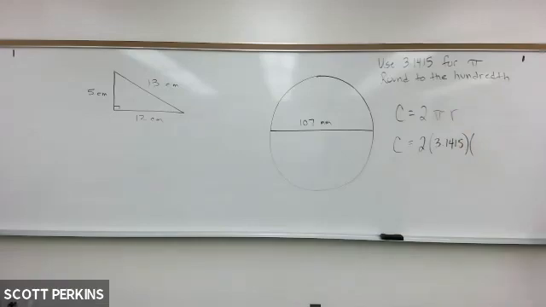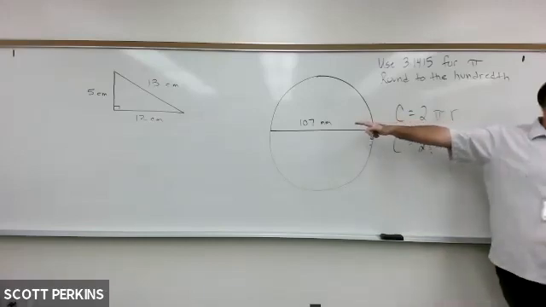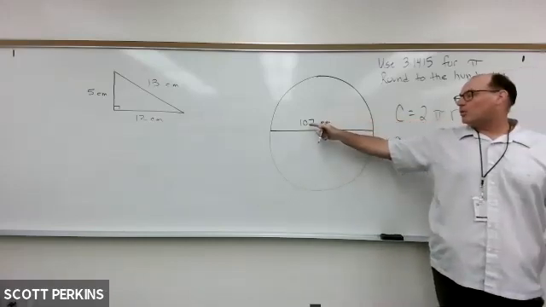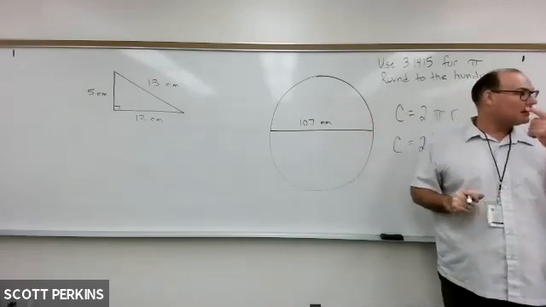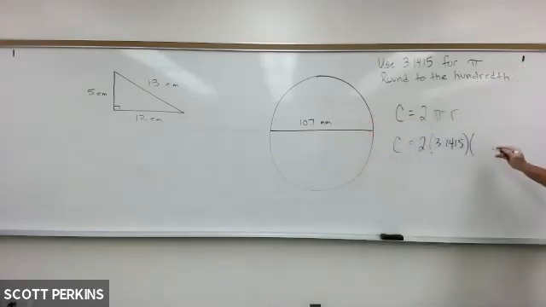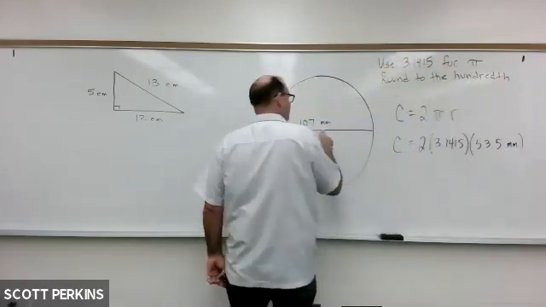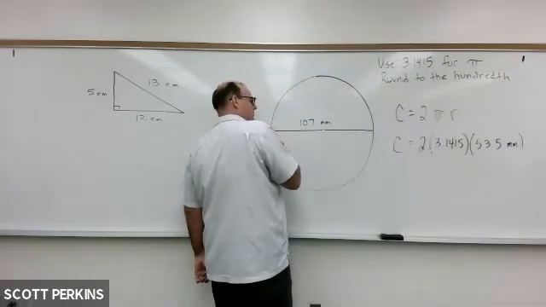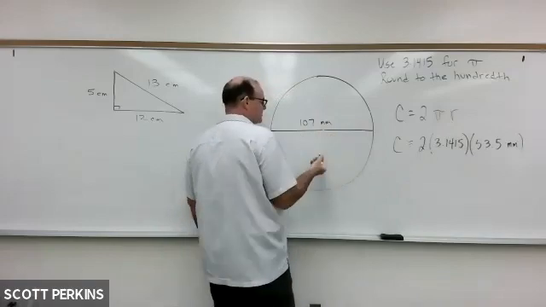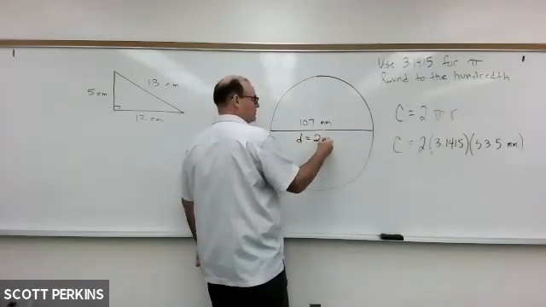Circumference is 2 times pi times the radius, so 2 times 3.1415. Now, I gave you the diameter on this problem, 107. What's the radius of this? 53.5. So it's half. Yep, that is great. If you didn't know that relationship, the radius, as I mentioned earlier, goes from the center to the edge. The diameter goes from one edge to the other, through the center. So the diameter is equal to 2 times the radius.